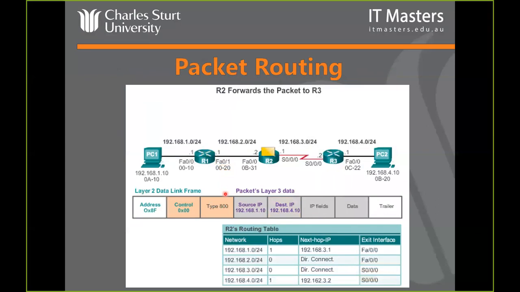If we go to the next slide, maybe the next one after that, there we go. Because we're at router 2, router 2 now has to change the data link part of its frame, because we're changing from Ethernet to some serial link. And so it changes the layer 2 frame. So again, that's an example of encapsulation changing as we go from technology to technology.